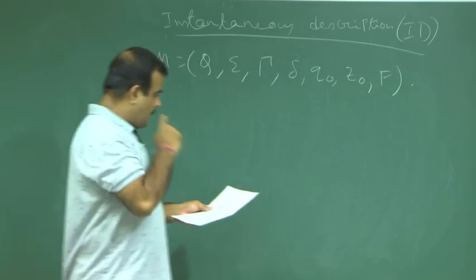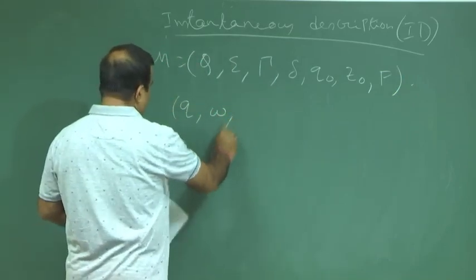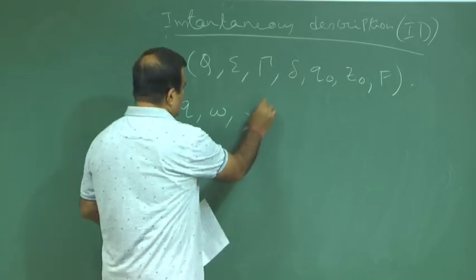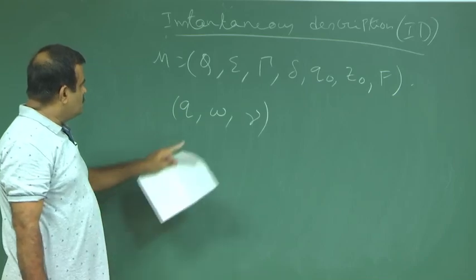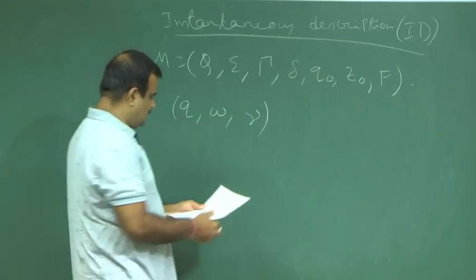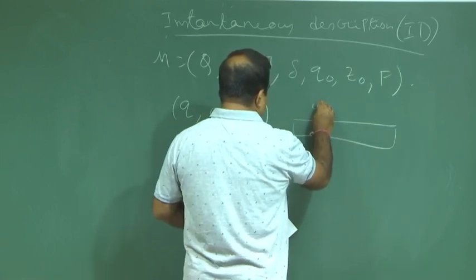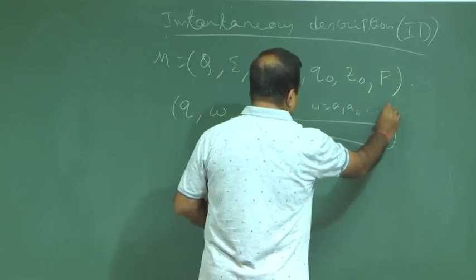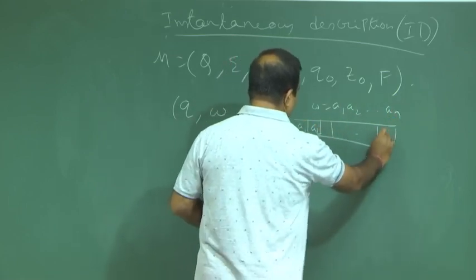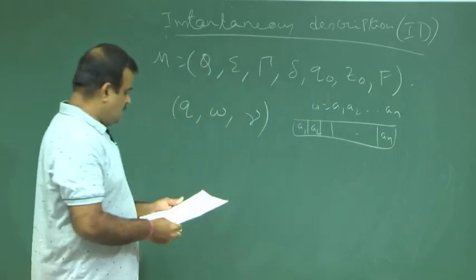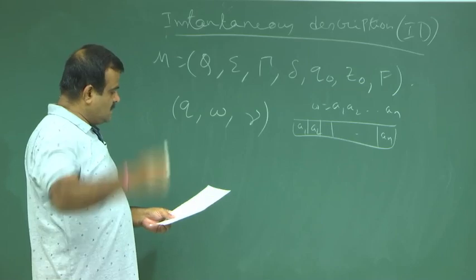Z0, F. So, an ID is a tuple like this: Q, W, and this. So, Q is the current state. Suppose this is our W, we are reading this W, which is A1, A2, up to AN, this is our input alphabet.